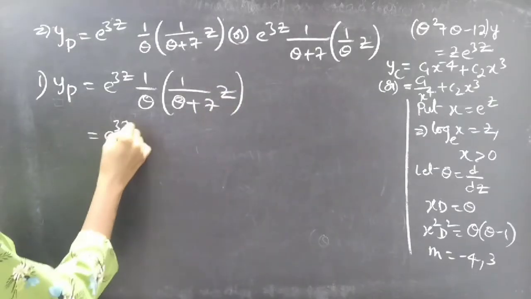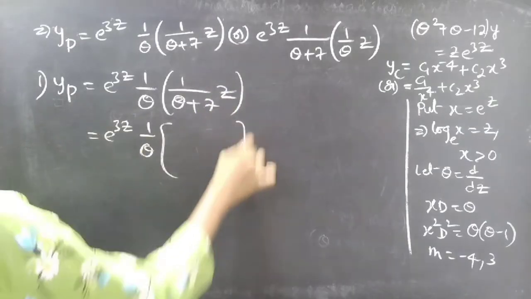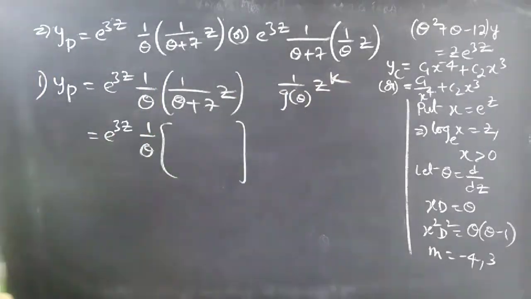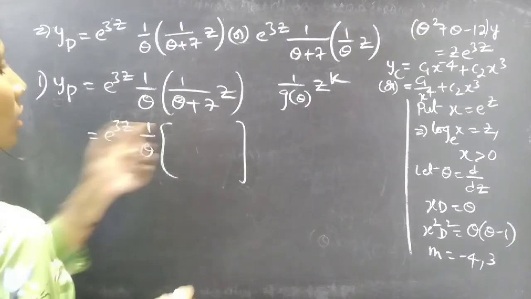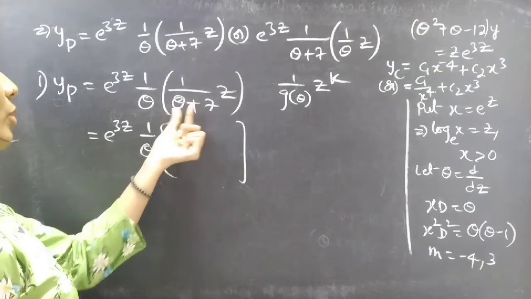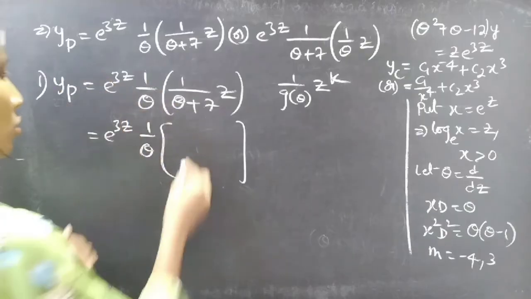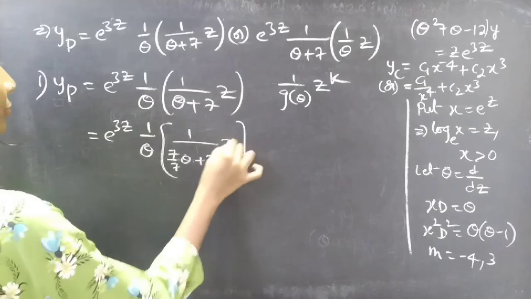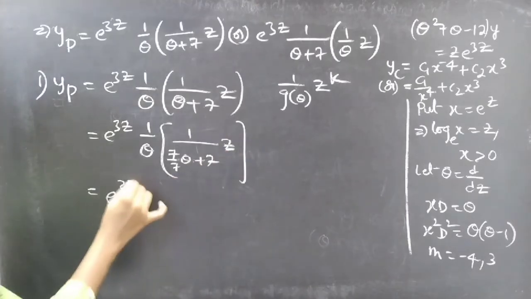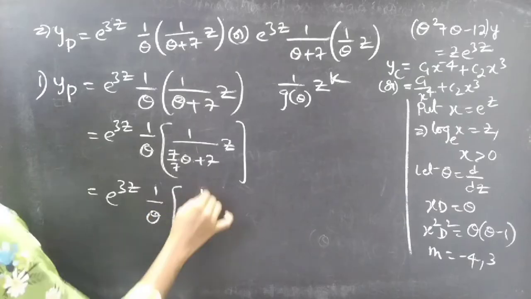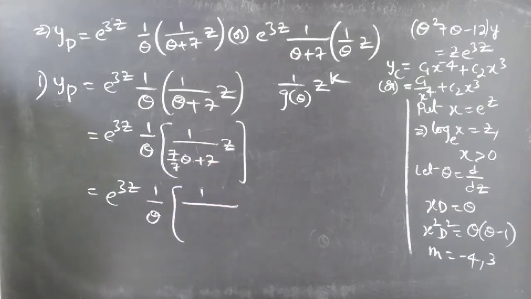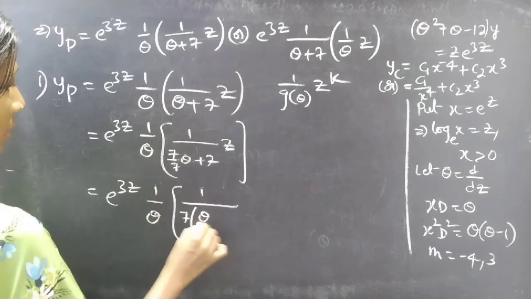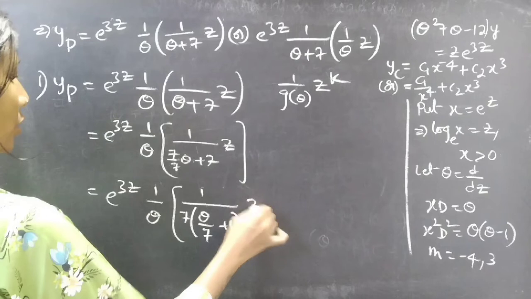This is equals to e power 3z into 1 by theta into, see this is of 1 by some function of theta into z power k form. Right? Now, take the lowest degree term common from these two terms. Since theta has no 7, so we'll multiply and divide 7 to the first term, theta. Okay, this is equals to e power 3z into 1 by theta into, now take 7 common from the two terms of denominator, will get 7 into theta by 7 plus 1 into z.